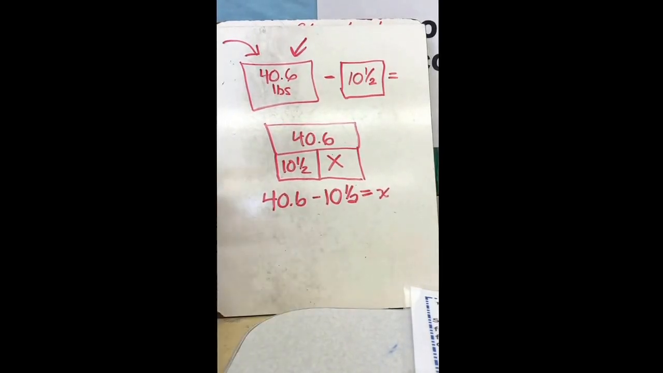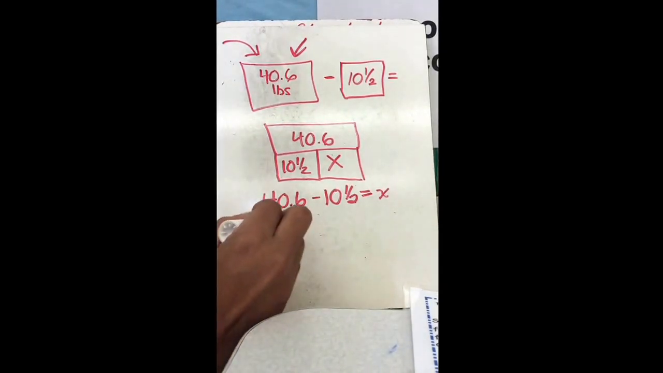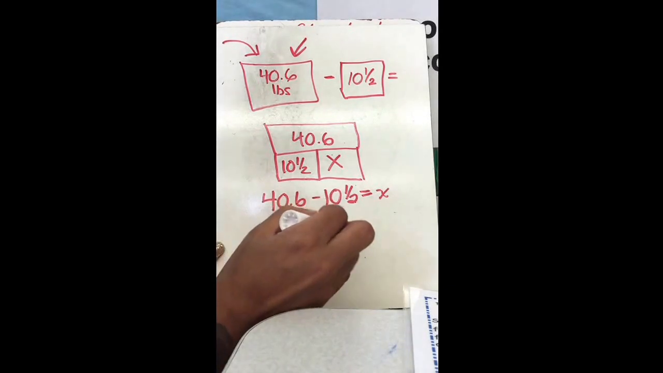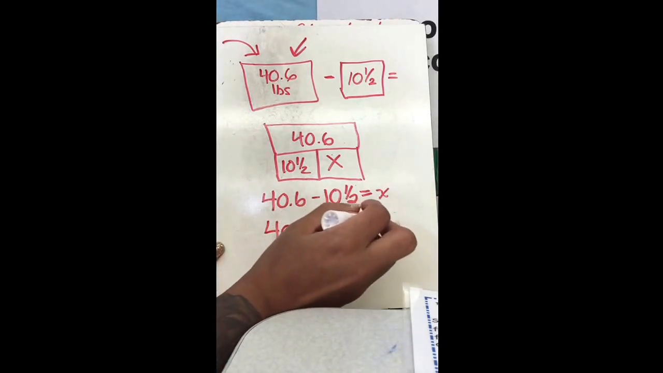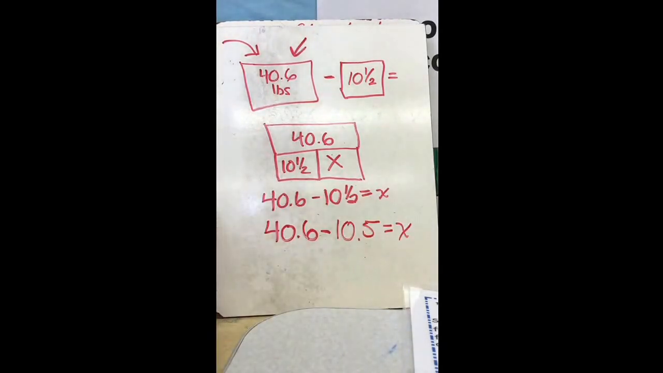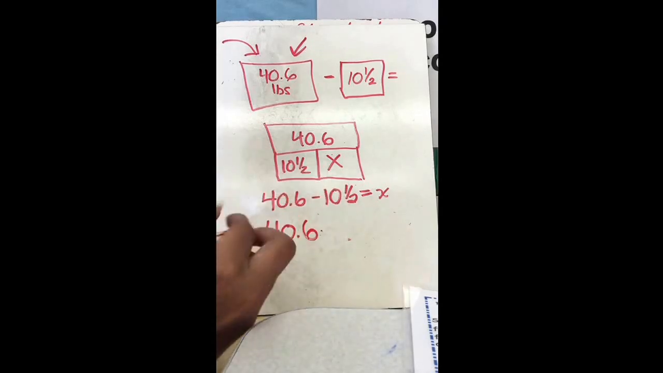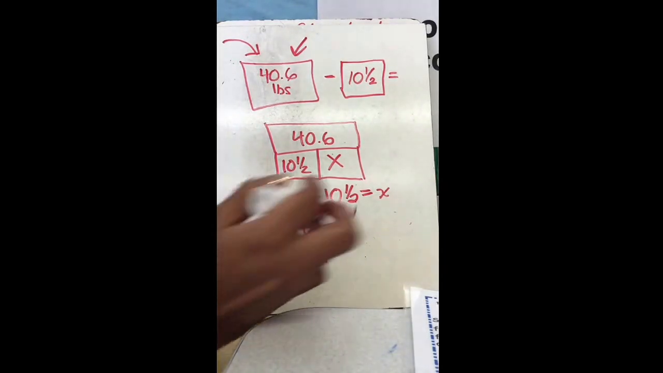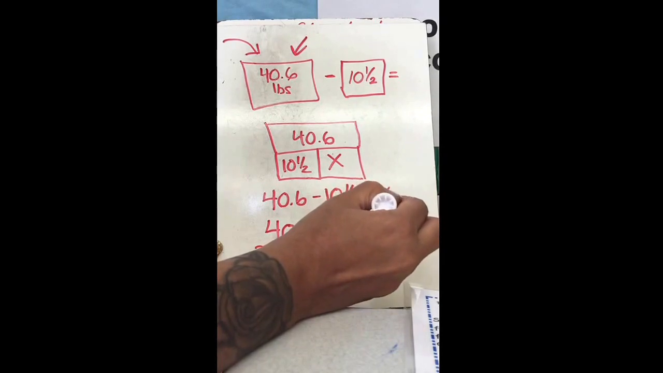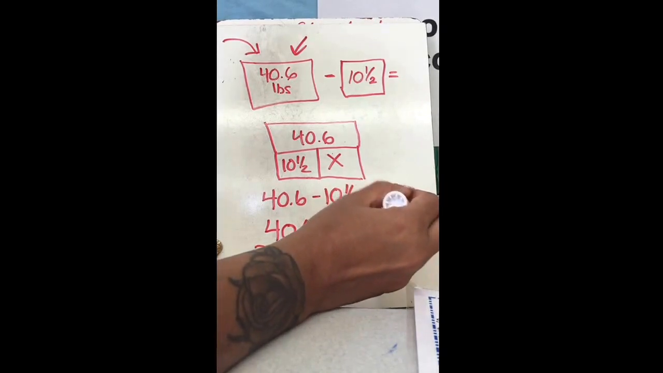So I'm going to rewrite it as 40.6 minus 10.5 equals x. And that's something I can definitely solve. Let's stack it just so I can see it. And I know I have 1/10 and 30. So I have 30.1 pounds.